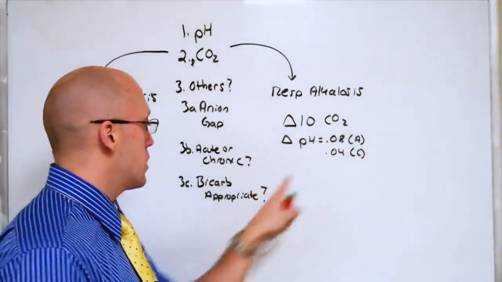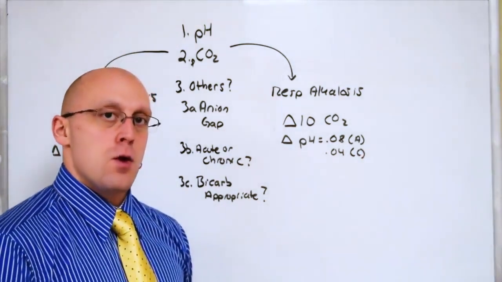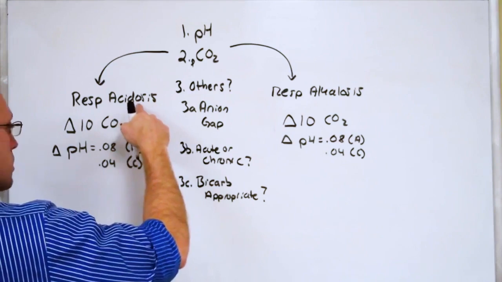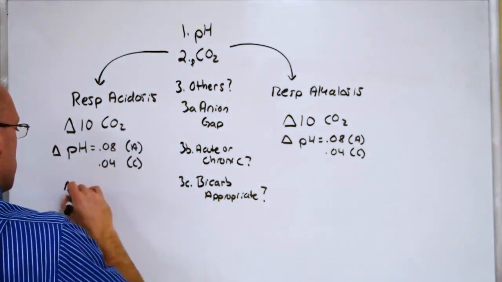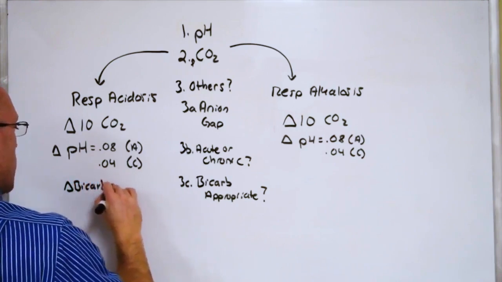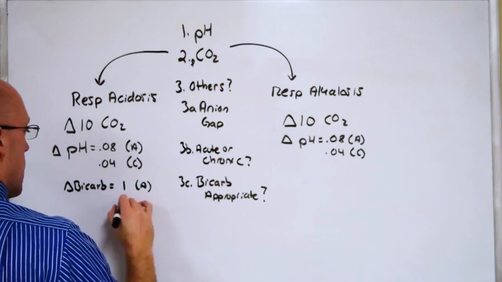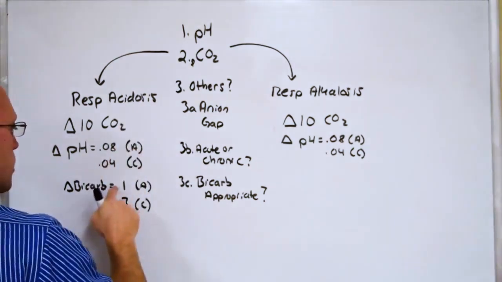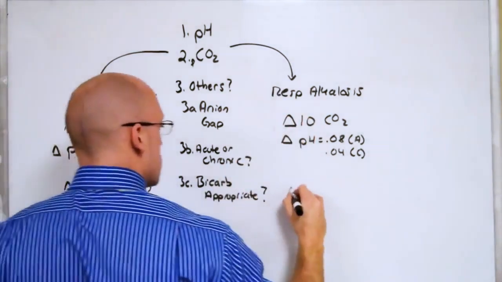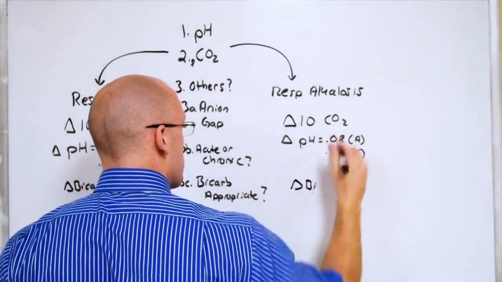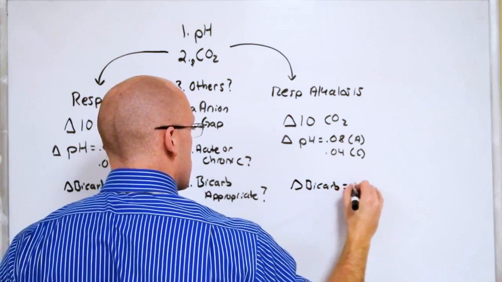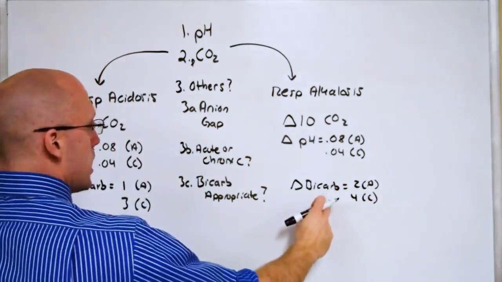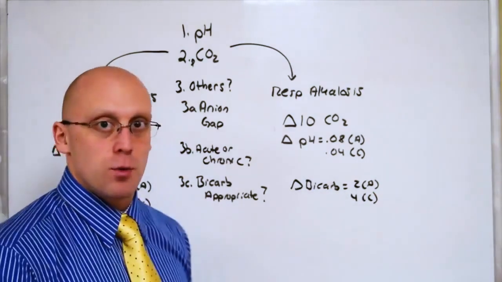And you have to do this to see if the bicarb is appropriate. Because for every dime change of CO2 in respiratory acidosis, the bicarb changes by 1 in acute and 3 in chronic. And this is where it changes. Respiratory acidosis, bicarb 1 and 3. Respiratory alkalosis 2 and 4. For every dime change of CO2, the bicarb changes 2 in acute, 4 in chronic. And the bicarb should change in the direction to bring the pH back to normal.